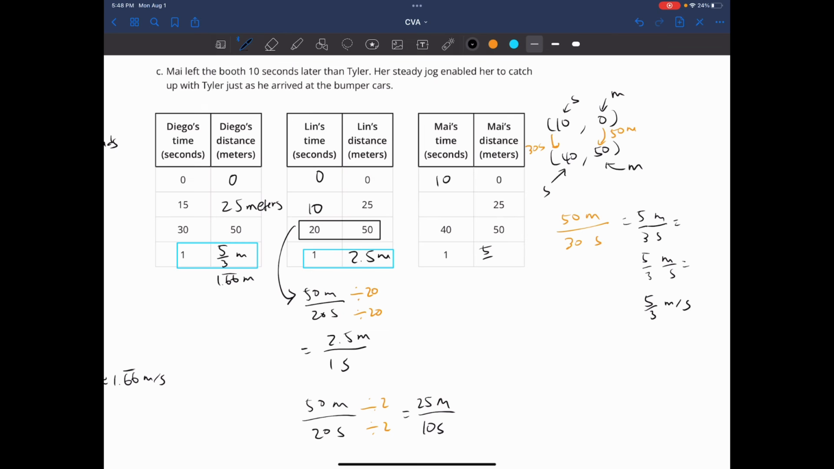So my answer for this one is... actually, after 1 second it's still 0, because she hasn't gone anywhere. For 10 seconds, she's still at 0. She's just standing there. She left the booth 10 seconds later than Tyler, so she stayed at the booth for 10 seconds. After 1 second, it's going to be 0 because for 10 seconds, she didn't move anywhere.